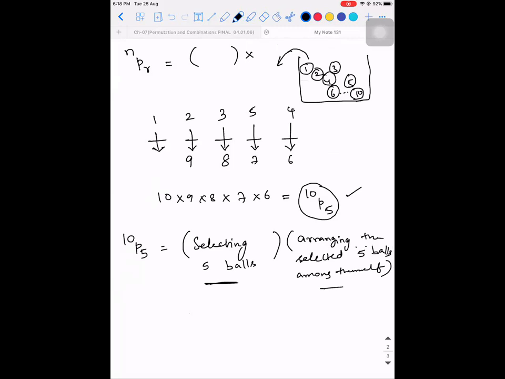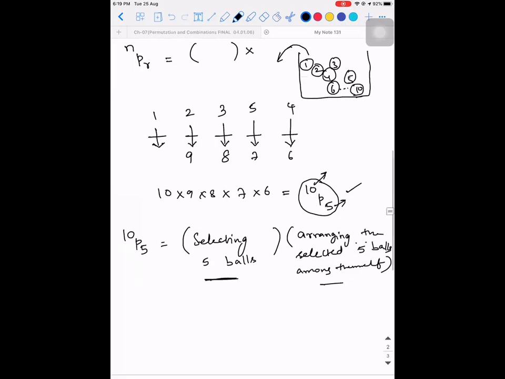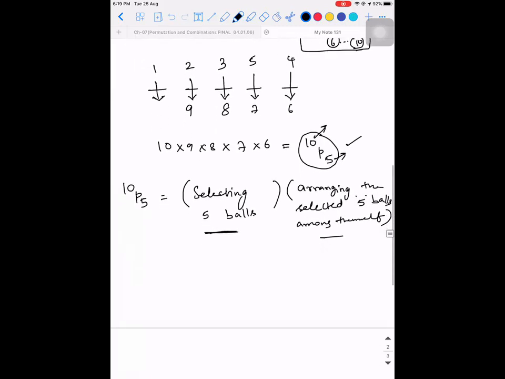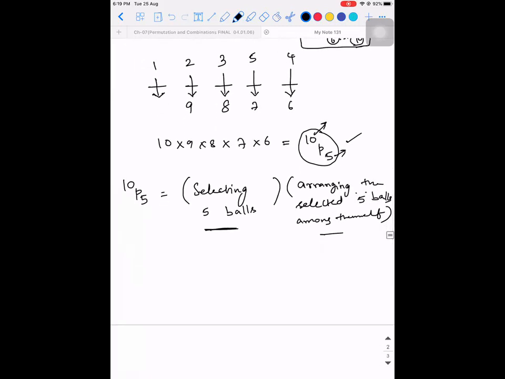So, for example, let it be xpy, sir. So x will be the maximum value, sir, and y will be the output, sir. Y will be the number of blank spaces. Yes, that's right. Okay. So, are you guys clear till this point? Yes, sir. So you need to select 5 balls and you need to arrange the 5 balls among themselves.